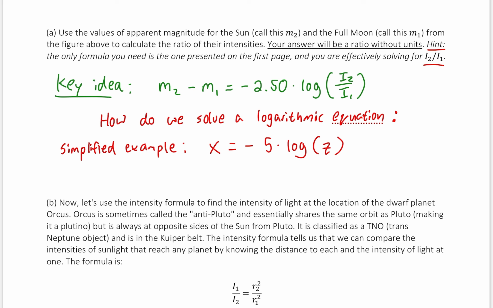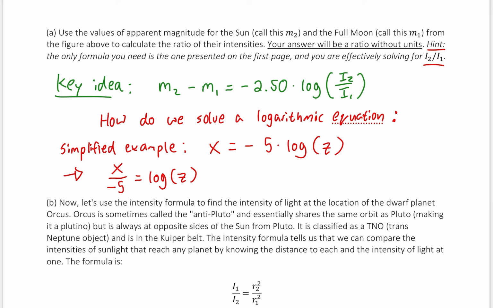Well, like a lot of algebraic approaches, I want to start on the outside and work my way in. So I want to divide both sides by negative 5. My first step is going to involve x over negative 5 equals the logarithm of z. What I've done here is divided both sides by negative 5. On the right-hand side, negative 5 over negative 5 cancels, leaving a coefficient of 1, which doesn't show up. So we just have a log of z on the right.